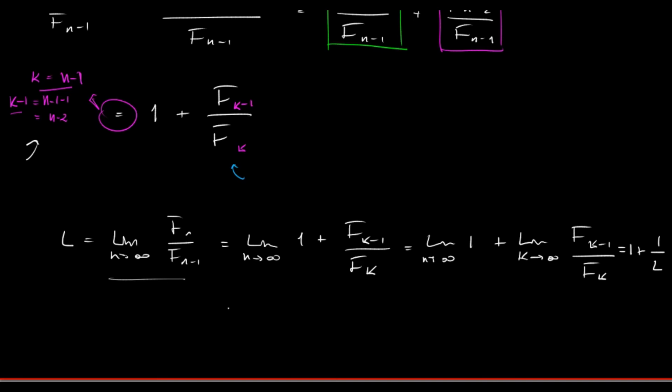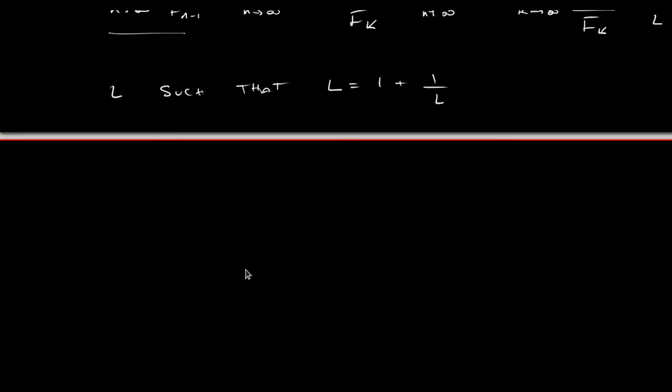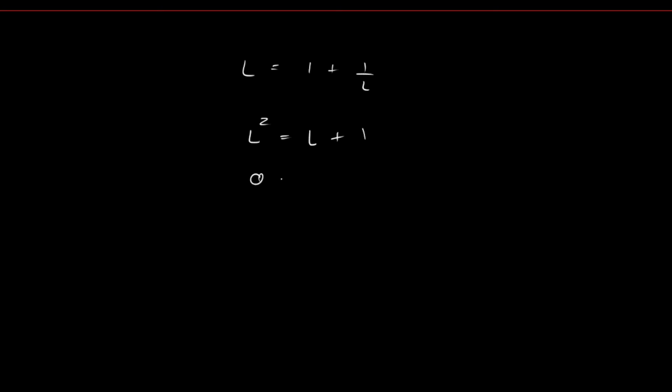So then we need to find L such that L equals 1 plus 1 over L. So let's go ahead and find this L. We're going to rewrite this: L equals 1 plus 1 over L. Now multiplying by L on both sides, we get L squared equals L plus 1 over L times L, which is 1. And we can just rewrite this as 0 equals minus L squared plus L plus 1.